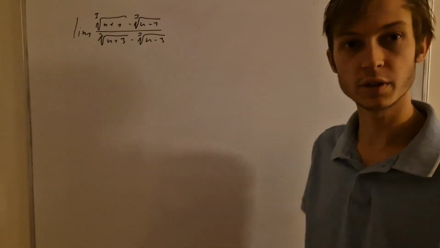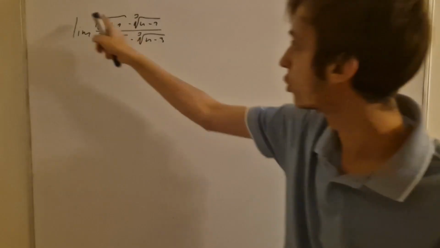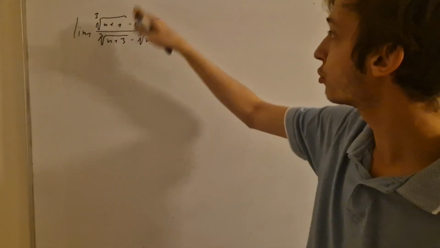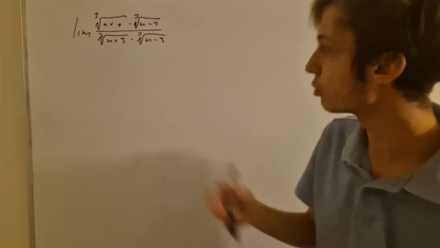In this one, we'll be focusing on doing this sort of limit like we see here. And it looks quite complicated. The third root of n plus 1 minus the third root of n minus 1, over the third root of n plus 3 minus the third root of n minus 3.